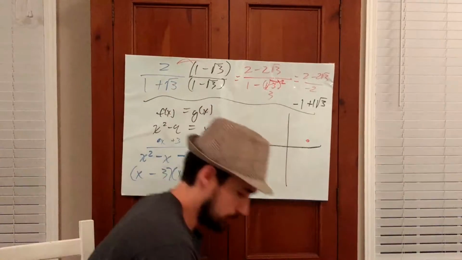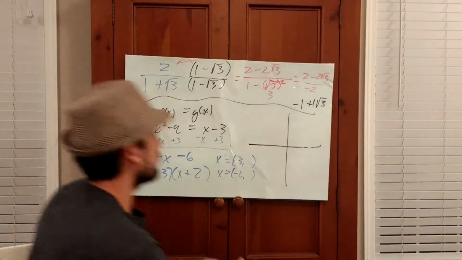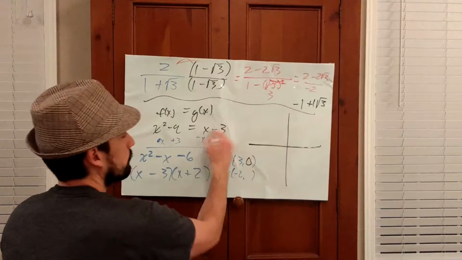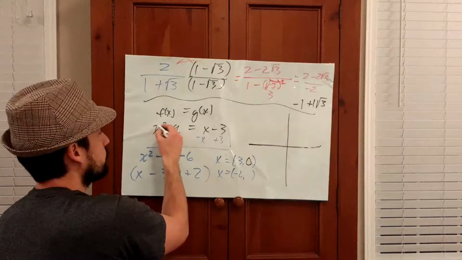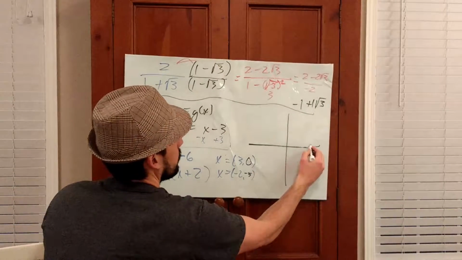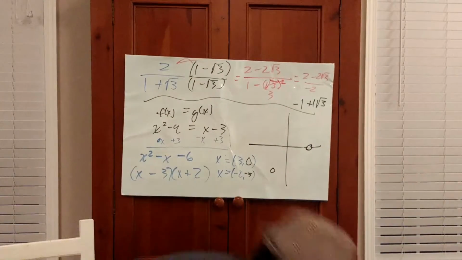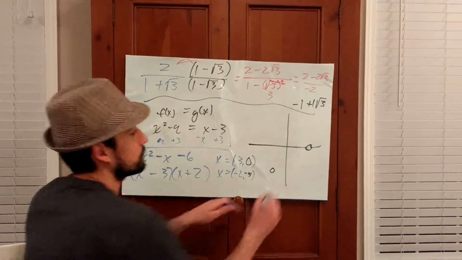So go ahead and erase that one out of there. Put something a little nicer there. If I plug in 3, I'm going to get 0, right? 3 minus 3. Check it there as well: 3 squared minus 9. If I plug in negative 2, I'm going to get negative 5. So I've got (3, 0) and I've got (negative 2, negative 5). That shows me the two places where these two functions cross.